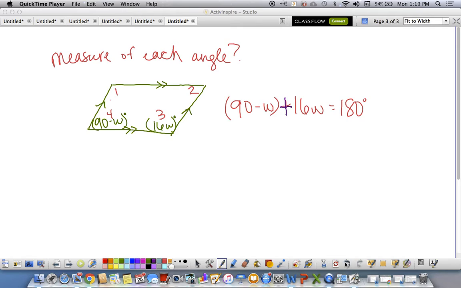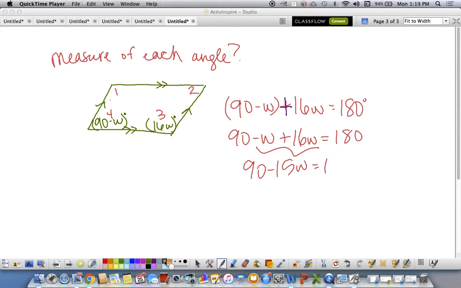Okay, so maybe we do need to slow down. These are things I expect you to know. When I take off the parentheses, what happens to 90 minus W? It's simply 90 minus W. And so does anything change when I take those parentheses off? Nothing. So you would make that 15W. You're just collecting like terms. So that's literally just 15W. 90 minus 15W equals 180.